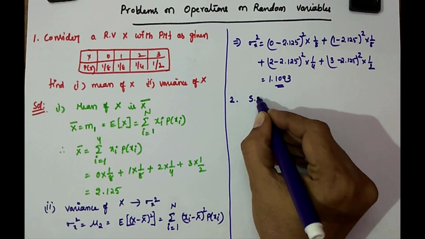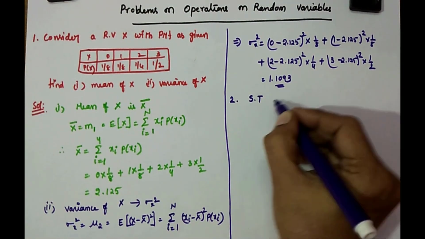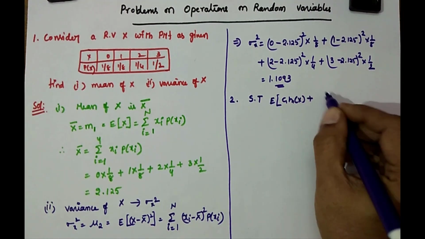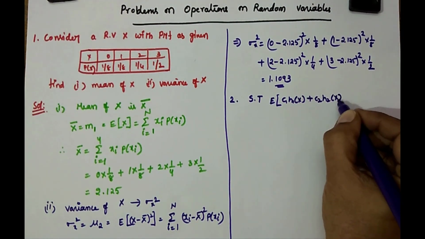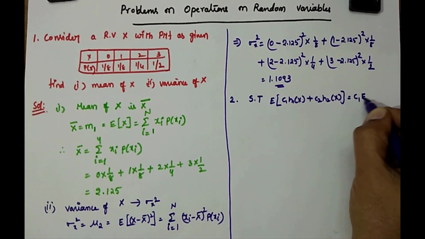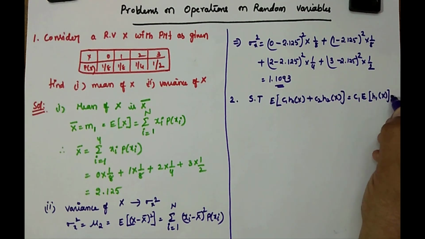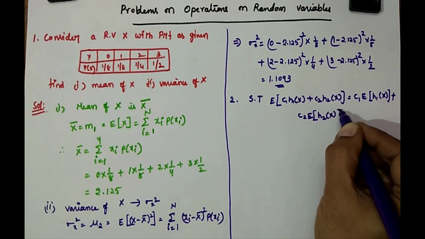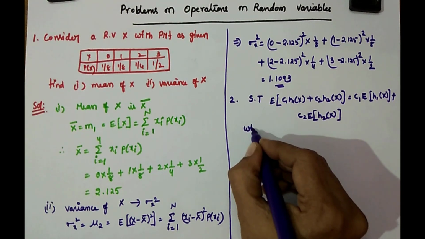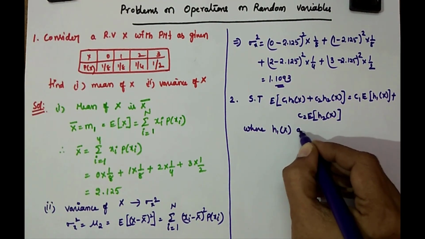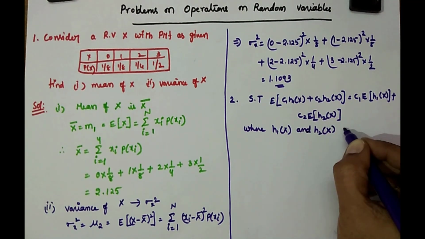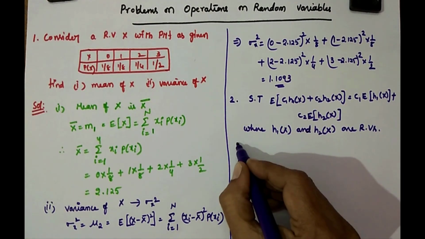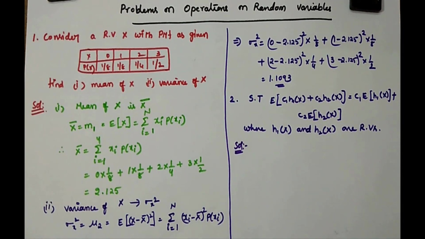Second question. Show that expectation of C1 into H1 of x plus C2 into H2 of x is equal to C1 into expectation of H1 of x plus C2 into expectation of H2 of x, where H1 of x and H2 of x are random variables. I'll say the solution.